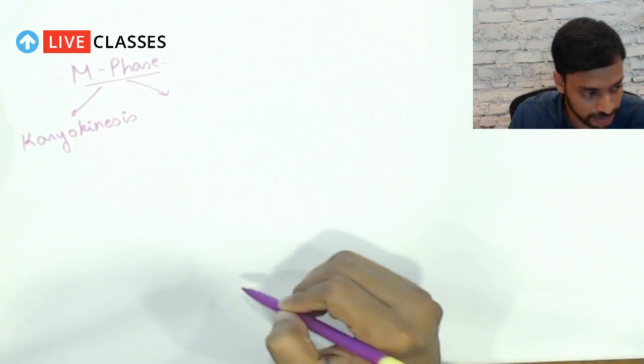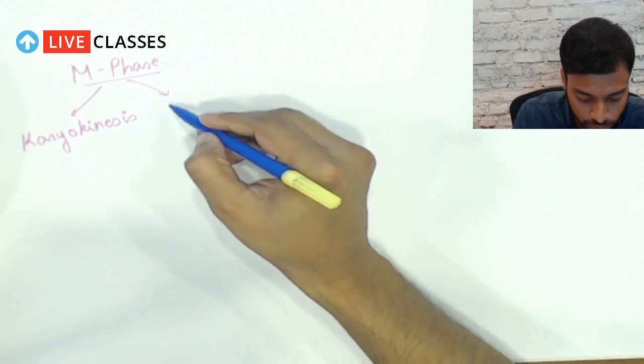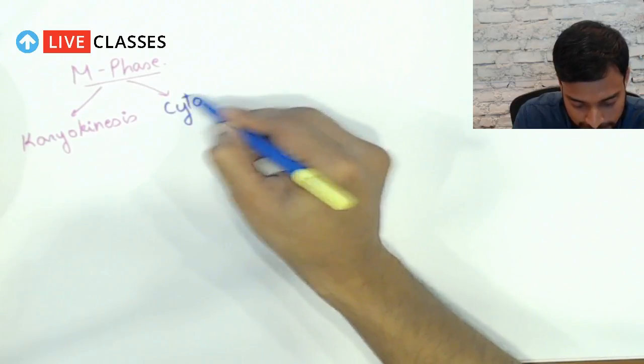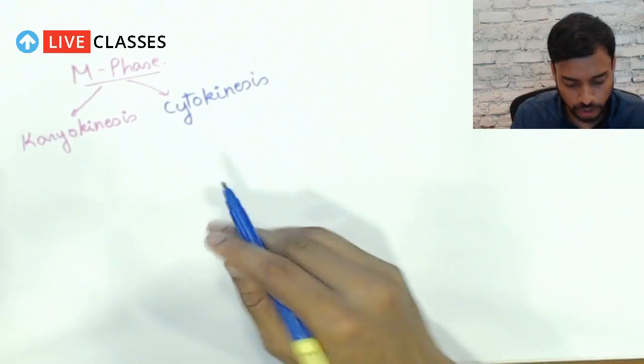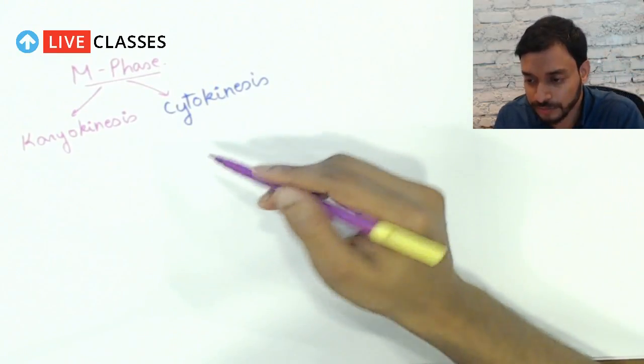Okay, karyokinesis, and the second one is known as cytokinesis. So I'll teach you how to understand what the different names are.